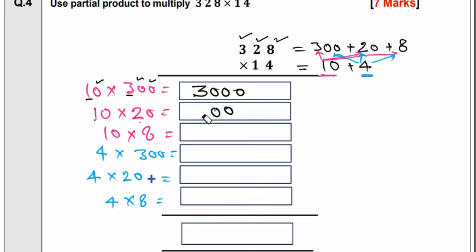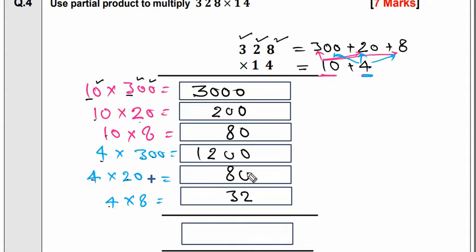Okay, 1 second. 1 times 8 and 1 0. Similarly again, 4 times 3 is 12. 2 0s. 4 times 2 is 8 and 1 0. 4 times 8 is 32. Let me write this in a symmetrical way.